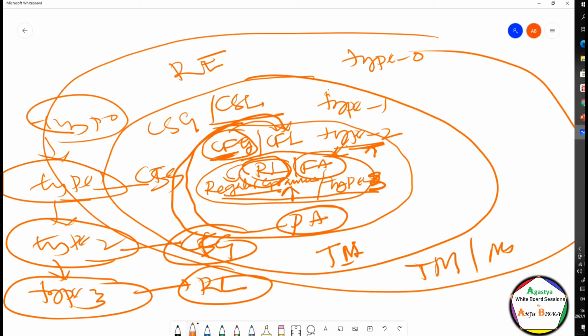So this is the Chomsky hierarchy, which we are going to elaborate in the upcoming sessions.